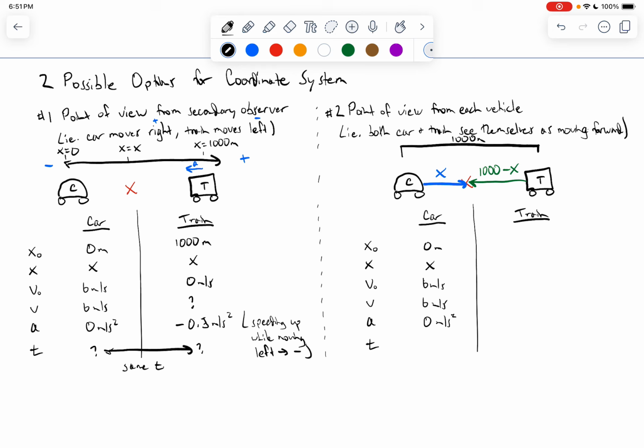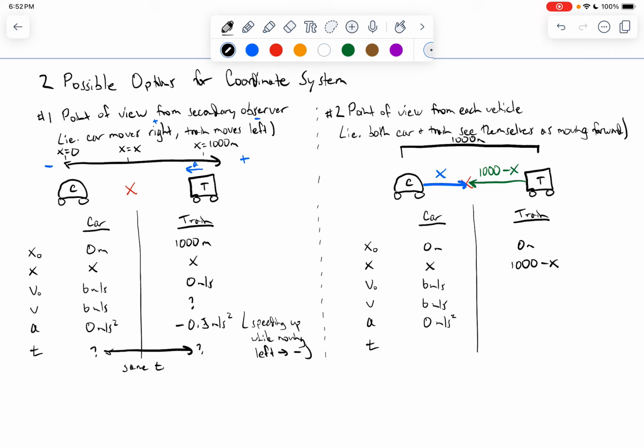So the train, from its point of view, has its starting point called 0 as well. But from its vantage point, that green arrow until we get to the crash site, it's going to be moving a distance of 1,000 minus x. That's where it will end up from its point of view. Now our train, again, starts from rest, so just like before it has an initial velocity of 0. Again, we don't know how fast it's traveling when it reaches this collision point.